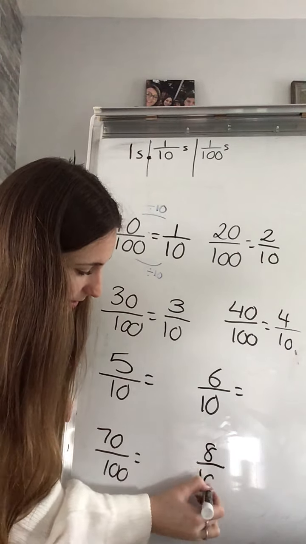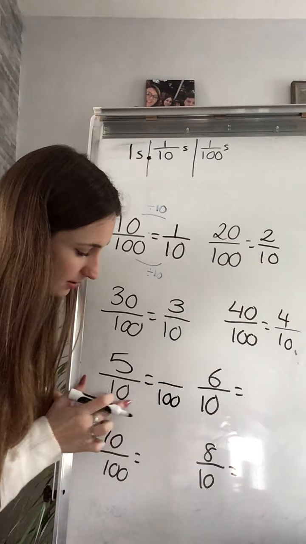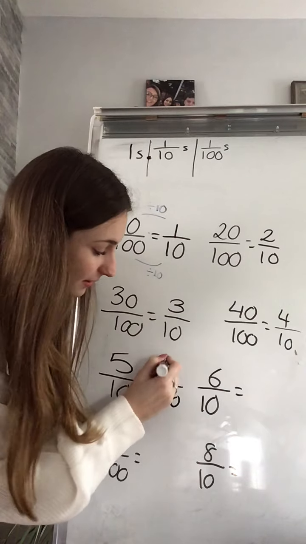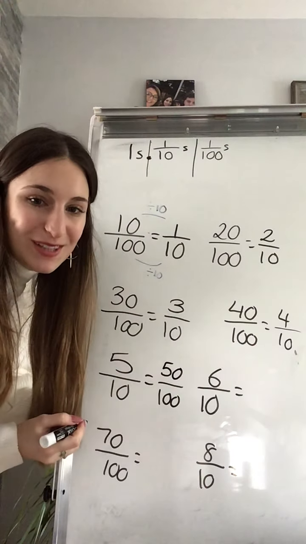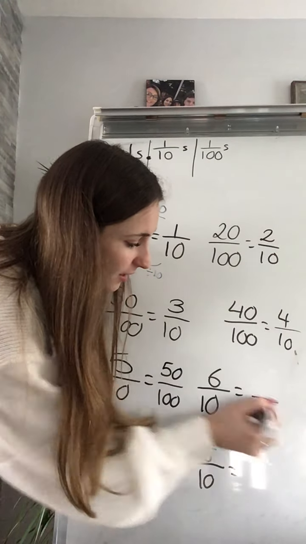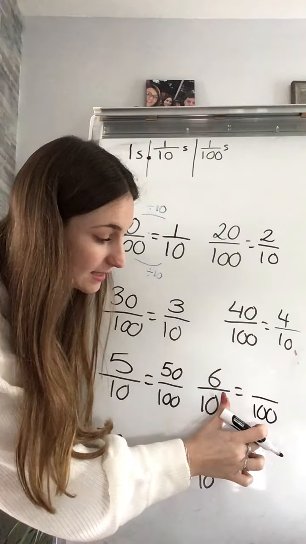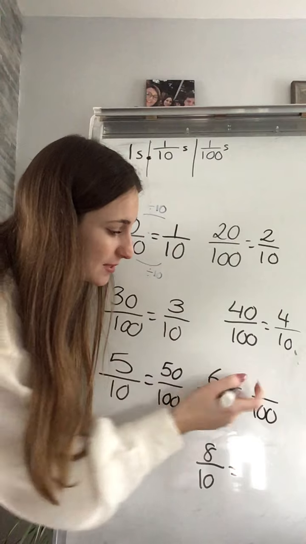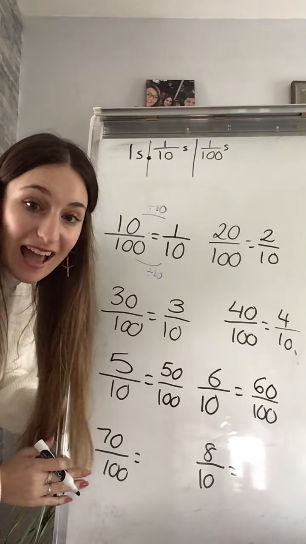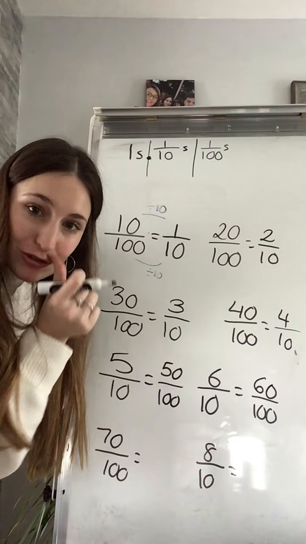Okay, so I had then 5/10, equivalent in hundredths. Well, 10 times 10 is 100, 5 times 10 is 50. Well done. 6/10, equivalent to a hundredths fraction. 10 times 10 is 100, 6 times 10 is 60. Well done. 70 hundredths. Miss Lopez, you tried to trick me there.